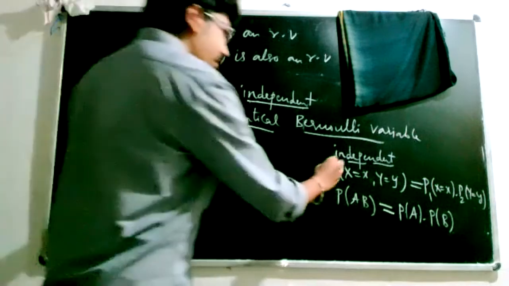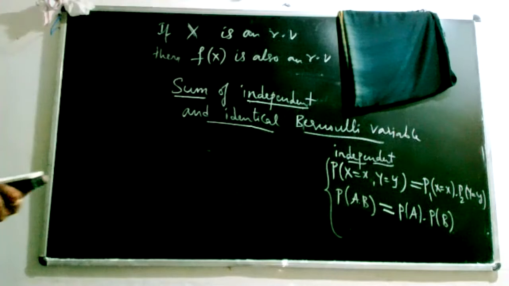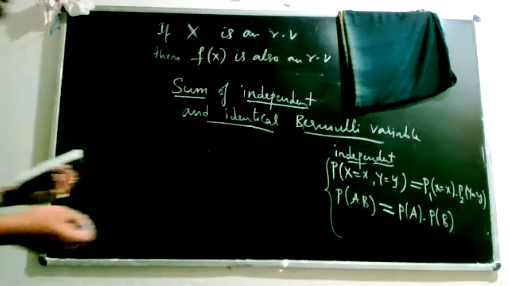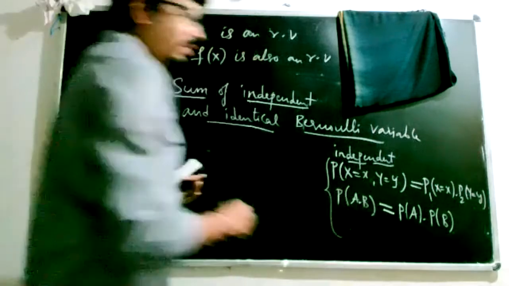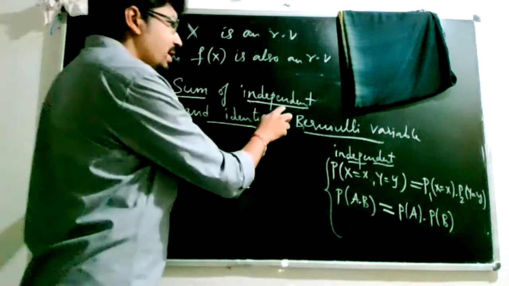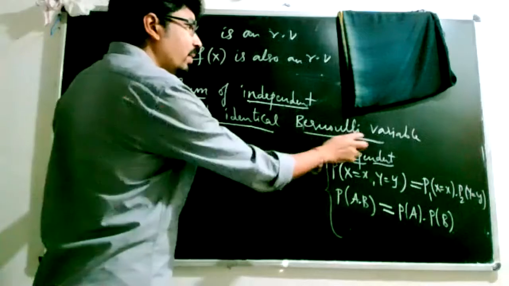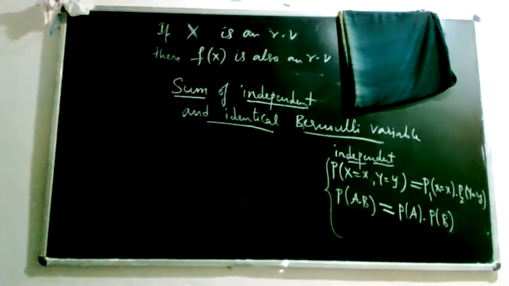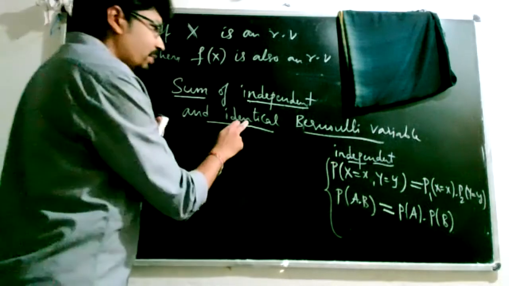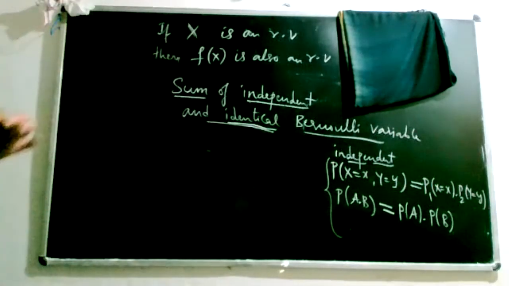What's the definition of independent events? The events which happen such that the happening of one doesn't influence or get influenced by the happening of the other event. If you're talking about multiple events, the happening of one should not affect the happening of the other. In that case, we call them independent. Here we are talking about independent Bernoulli variables or independent Bernoulli trials, and then we are talking about identical. Identical in the sense they have the same distribution and also distributional properties.